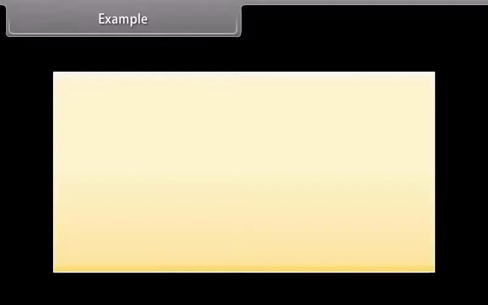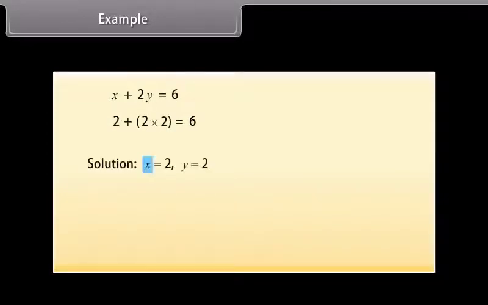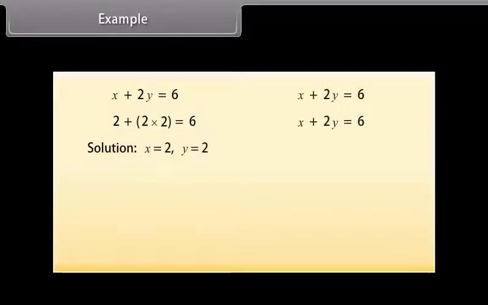Example. Let's now find four different solutions for this equation. By looking at the equation, we can say that x is equal to 2, y is equal to 2 is a solution because on substituting x as 2 and y as 2, we get the answer 6. Now let us choose x as 0. With this value of x, the given equation reduces to 2y as 6. And substituting y as 3, we get the answer 6. So, x is 0, y is 3 is also a solution for x plus 2y as 6.